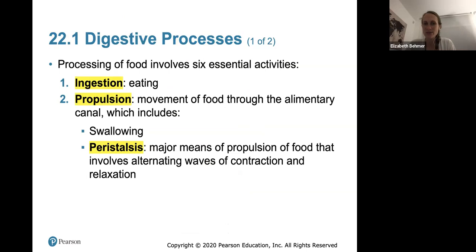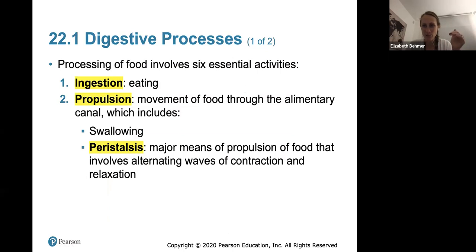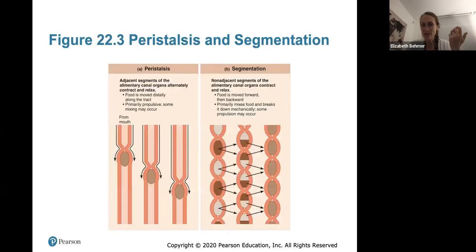Then the digestive process involves 6 essential activities. We have ingestion, which is the act of eating. Propulsion is the movement of food through the alimentary canal, which starts with swallowing and continues with peristalsis, which uses alternating waves of contraction and relaxation. And then we'll talk about segmentation, but this is just comparing peristalsis and segmentation. You should know these digestive processes and what they mean, so what peristalsis means, what segmentation means.